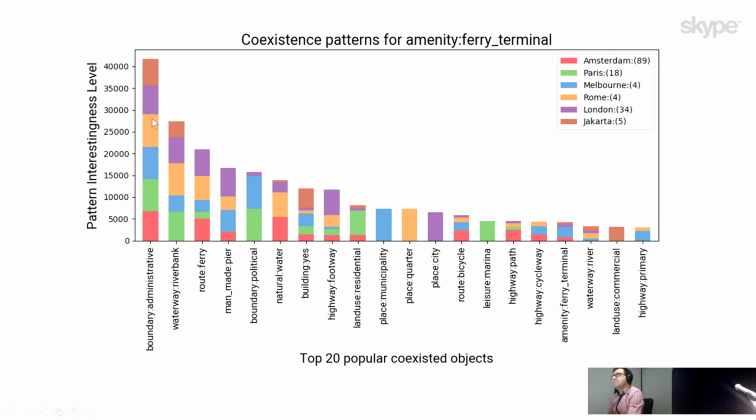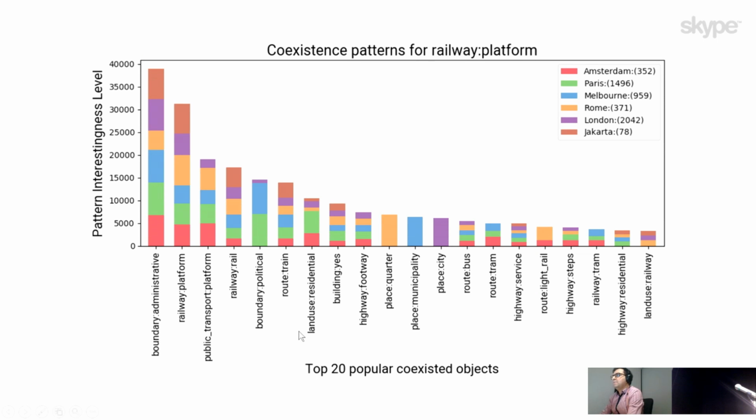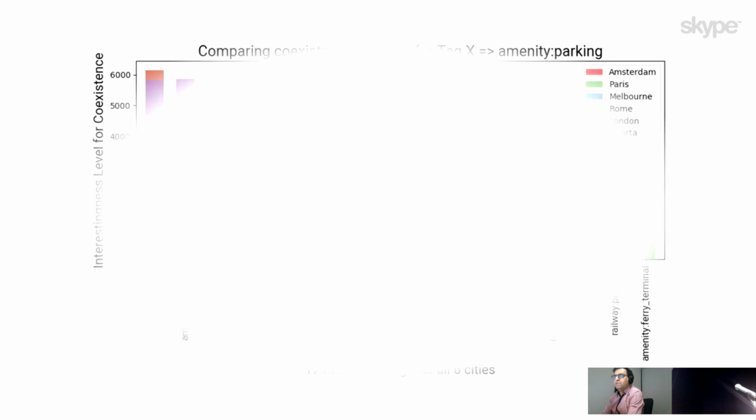And this is interesting that this rule is actually very similar in most of these 6 cities that we have studied. Another example is the railway platform. Again, you see the railway platform is very correlated with the public transportation platform, railway rail, and boundary political. As you see, boundary administrative is always on the first because, of course, most of the points of interest are located inside the boundary administrative.